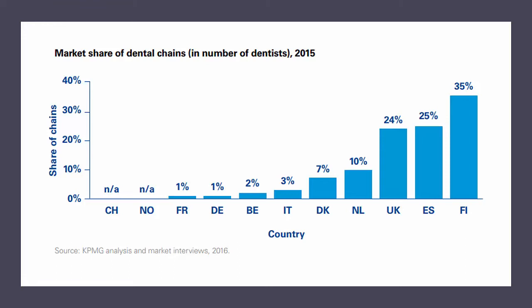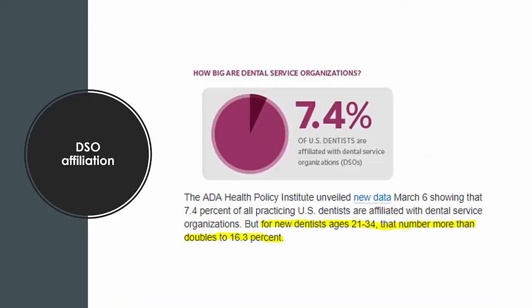Looking at 1% in places like France and Germany, 2% in Belgium, 3% in Italy. But it begins to climb up then as you move to the more northern regions, in particular Denmark, Netherlands and the UK, and Finland as well is especially saturated with these chains, the chain model of dental practice, 35%. So the Scandinavian and Northern European countries, and then Spain is perhaps the anomalous one in there at 25%. But certainly it is not something that is unusual in the European context, and it is becoming increasingly common, this chain approach to the dental services industry.